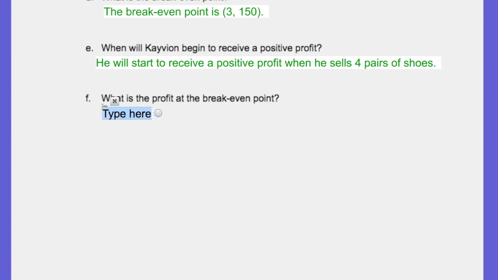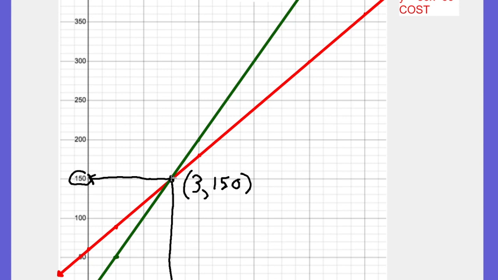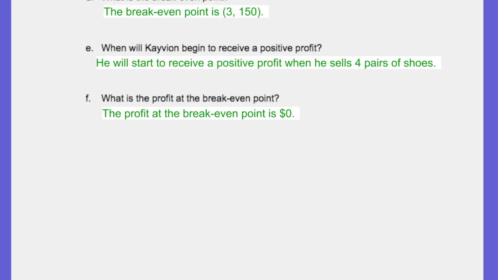Okay, last question, what is the profit at the break-even point? We're going to rephrase it. The profit at the break-even point is $0. Okay, I'm going to look at the graph again. It's $0 because the green line and the red line are exactly right on each other. So that's where he's not losing money, but he's not making money. But then when he sells 1 more pair, he's going to start making money. So I hope that helps, and good luck.